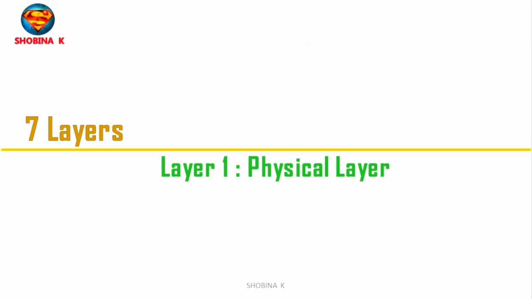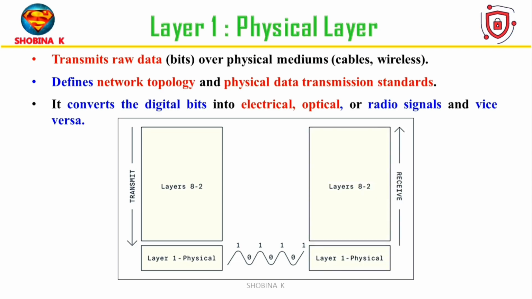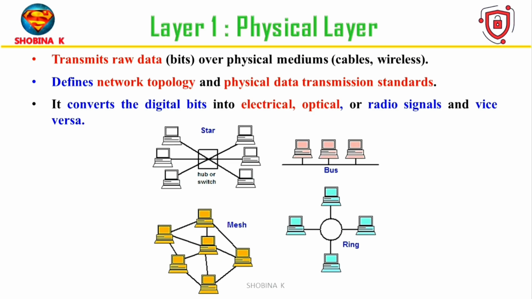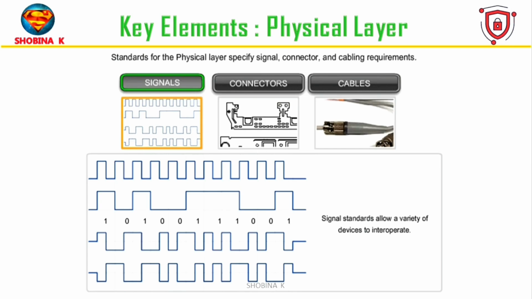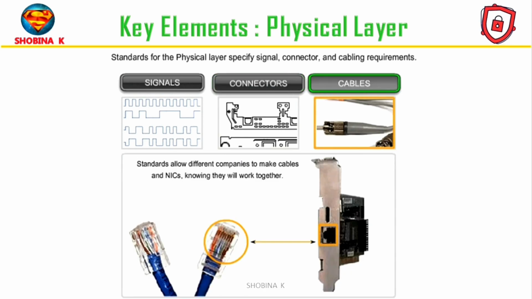First, physical layer. It transmits raw data over physical mediums. It deals with physical connection between devices and transmits raw bit streams, that is zeros and ones, over physical mediums. This layer defines how the network is physically laid out, whether in star, ring, or mesh configurations. It also specifies data transmission standards like signal voltages, timing, and data rates for communication. It converts data bits into electrical, optical, or radio signals and vice versa.